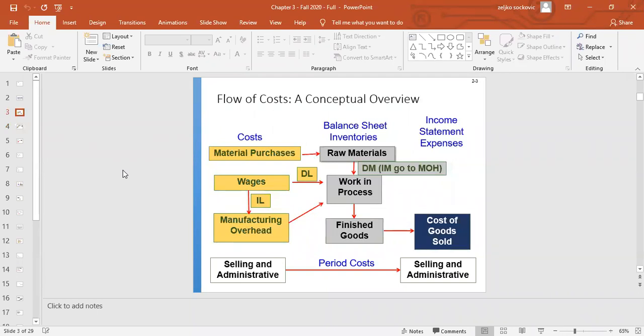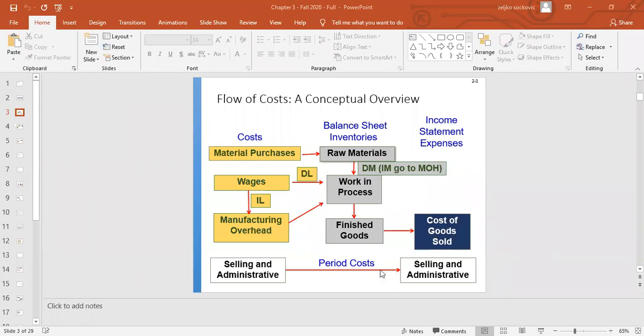For example, these are the costs on the left side that we know go into product: materials, labor, and manufacturing overhead. This thing in yellow. So materials, wages, and overhead. Those are the costs. Where will these costs go? In the middle here, you have inventory accounts, balance sheet inventory accounts. And then at the end, you have income statement expenses, which is cost of goods sold.